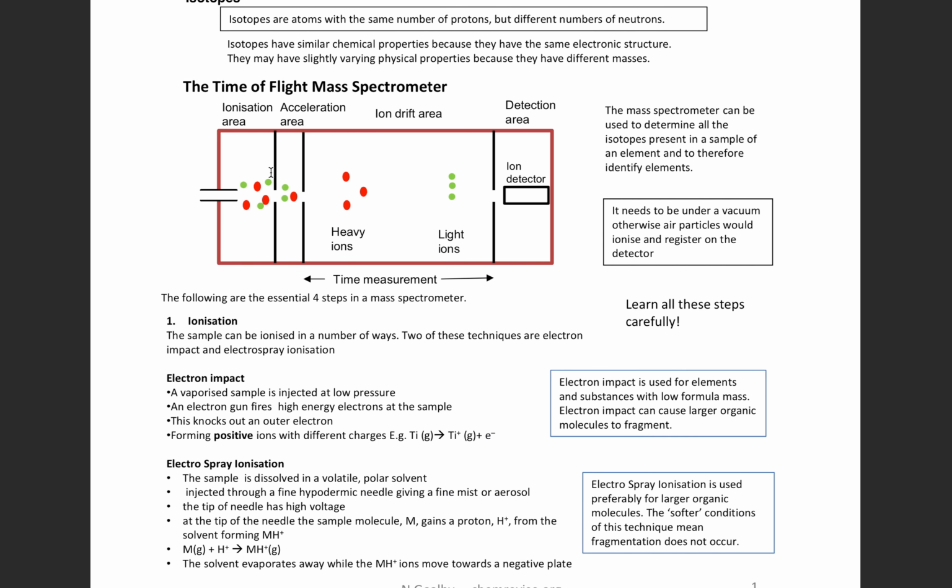So titanium goes through a mass spectrometer into the ionization area. A vaporized sample is injected at low pressure. Vaporized, meaning you've turned it into a gas. I don't know why they're using vaporized; they could have said a gas sample of your solid. But I guess it makes sense to say vaporized. So a vaporized sample is injected at low pressure into your ionization area.